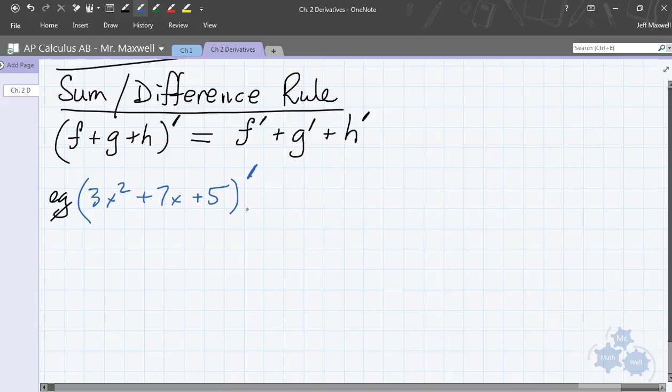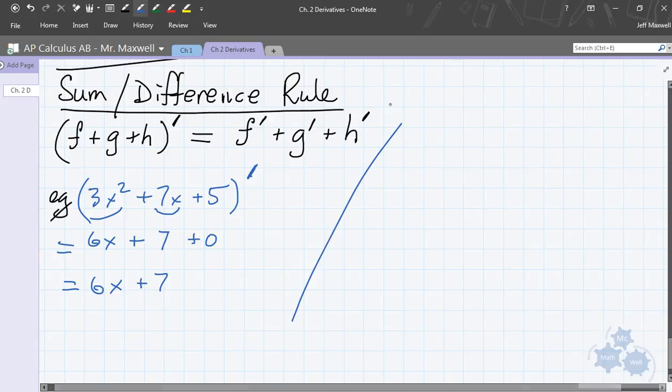Then what you do is you look at each term, and you take the derivative of each term and you add them together. So I haven't talked about the power rule because I want to spend the most time on that one, but just suffice it to say that the derivative of this term is 6x. The derivative of this term is 7. So they're added together, so their derivatives are added together. The derivative of 5, it's a constant, that's 0. So that's the sum difference rule.